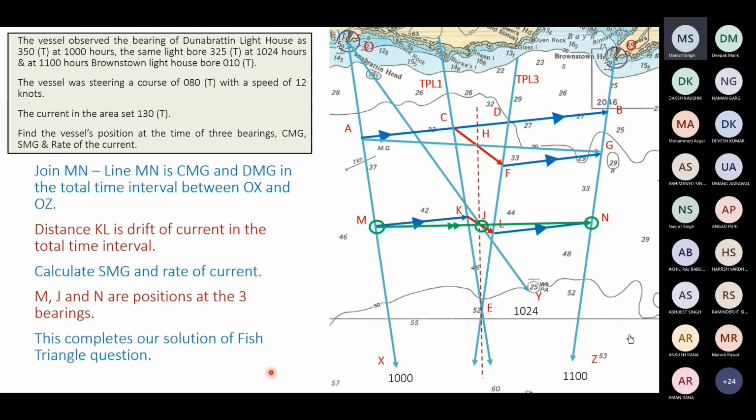This completes the solution of the fish triangle question. So we have all the three positions known to us. We have the rate of the current known to us. We have the course made good and the distance made good, as well as the speed made good. So all the items which were required, that is vessel's position at the time of the three bearings, the course made good, the speed made good, and rate of the current have been identified.